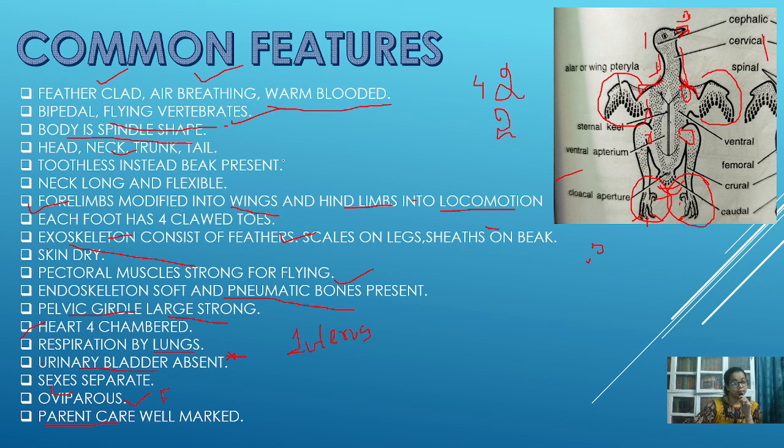body. Next, teeth are absent, and long wings are present. Then pectoral muscles are well developed, and the urinary bladder is absent. Pneumatic bones are present. That's why birds are helped in locomotion and in flying. That's why birds can fly. If we compare with ourselves, we don't have these characteristics which help in a flying mechanism. So this is all about the common features regarding birds.